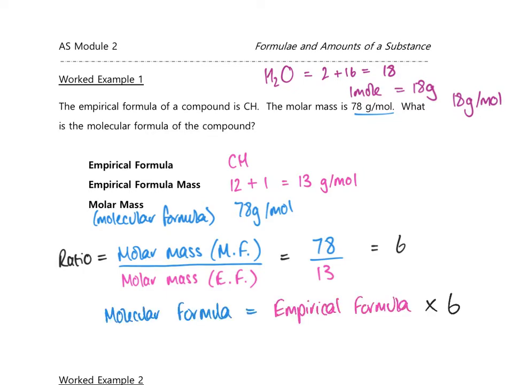So we're on to step number 4 now, and please keep those steps open in front of you if you need to when you're doing these questions. The last step is to multiply everything in the empirical formula by this ratio number, because we know the molecular formula is 6 times bigger than the empirical formula. My empirical formula is CH multiplied by 6, so for each of your atoms you multiply that number by 6. We had 1 carbon atom, now we have 6. We had 1 hydrogen atom, and now we have 6. So that is your final answer. Your molecular formula is C6H6.